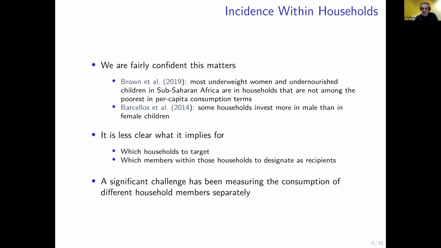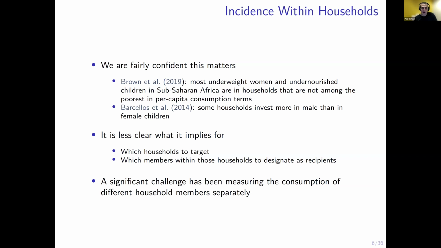However, there are studies that to us are pretty clear smoking guns. You have, for example, evidence that there's a lot of household inequality in terms of anthropometric measures of well-being. So most underweight women and undernourished children in sub-Saharan Africa live in households that aren't among the poorest, right?